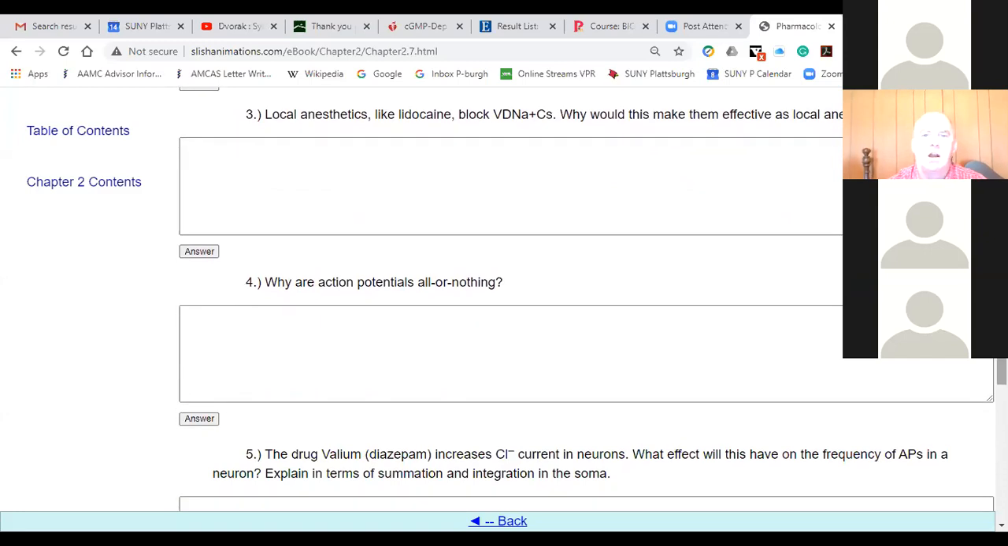Local anesthetics like lidocaine block voltage-gated sodium channels. Why would this make them effective as local anesthetics? Ooh, that's a good question. Glad I thought of it. I'm going to stop sharing now because I want to see everybody and start bothering people.